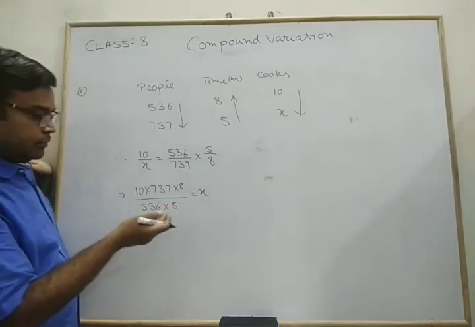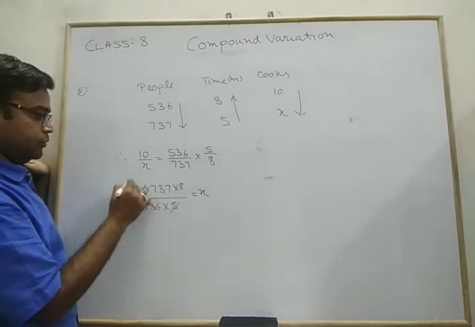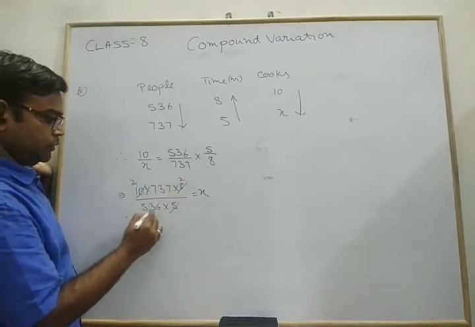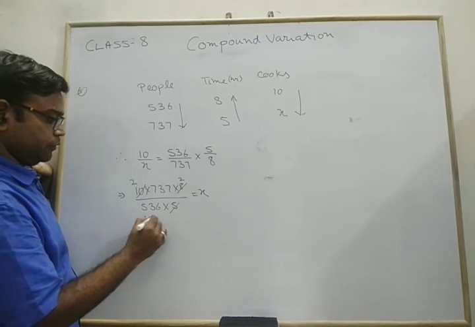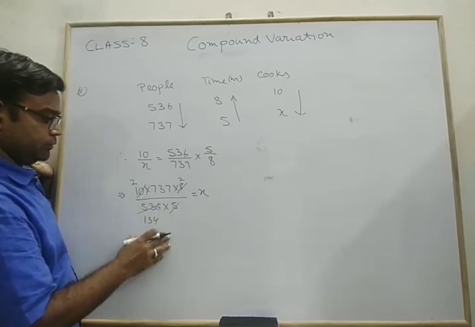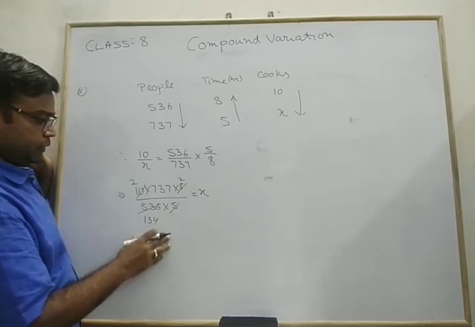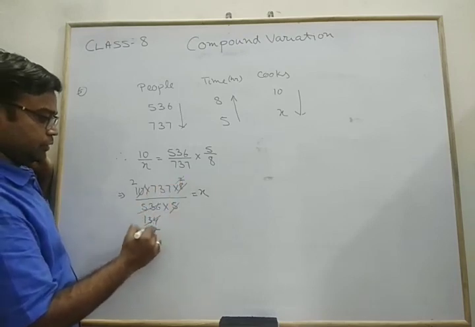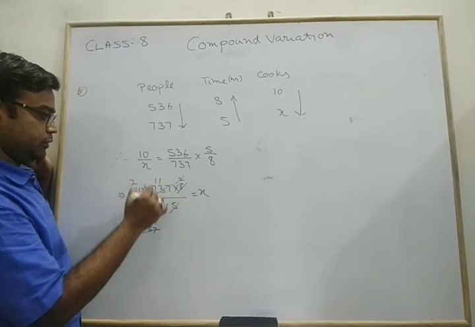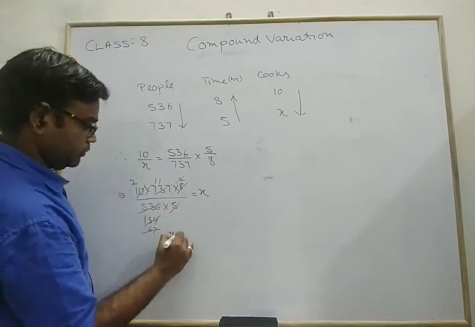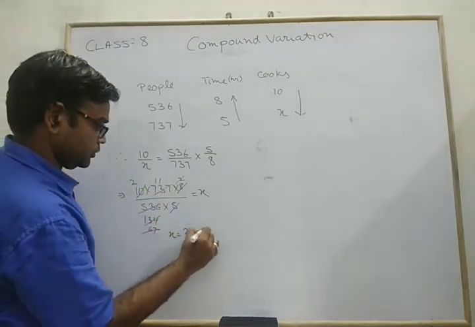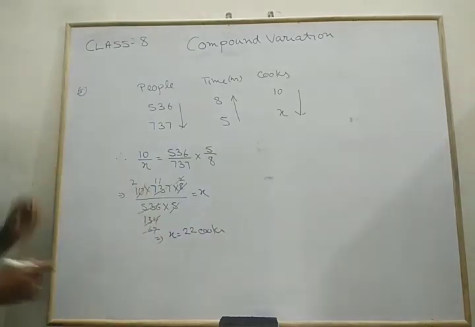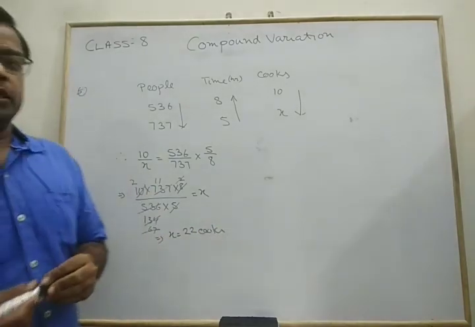This time I am dividing by the other method. 5 2s are, leave as it is. 4 2s are 8. 4 1s are 4. 13 is here. 4 3s are 12. 4 4s are 16. Cancels. Then 2, 2 6s are, 2 7s are 11. x equals to 22 cooks. So this is the solution. Now it's up to you which method is easier for you.